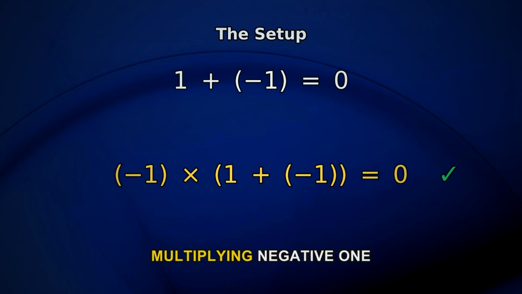Now let's handle that first product right away. -1 times +1, that's straightforward. +1 is the multiplicative identity. Multiplying by it changes nothing, so -1 times 1 is simply -1. Our equation now reads, -1 plus -1 times -1 equals 0.